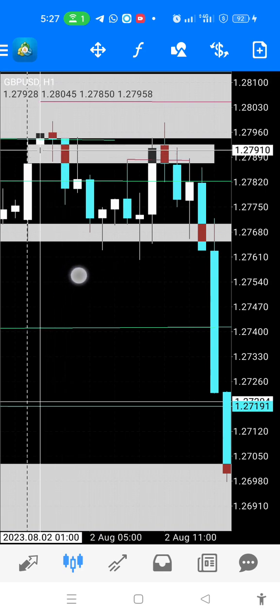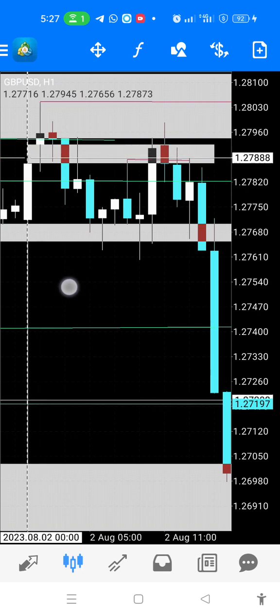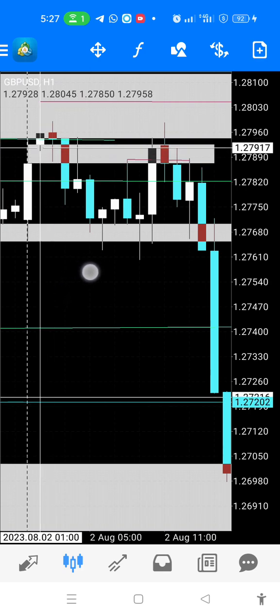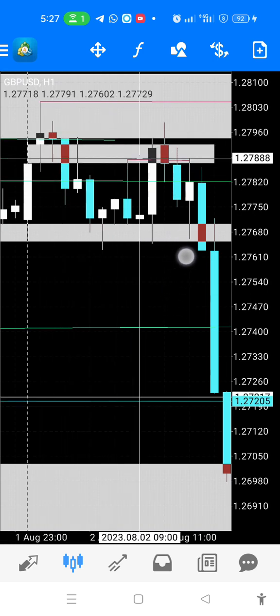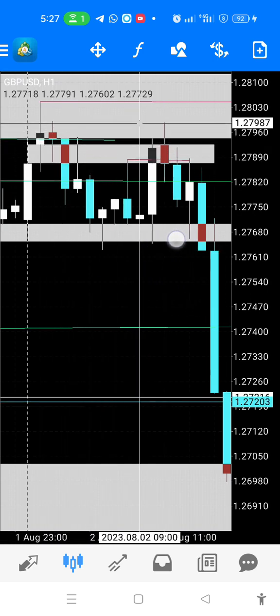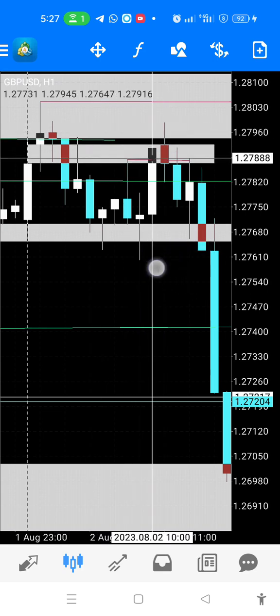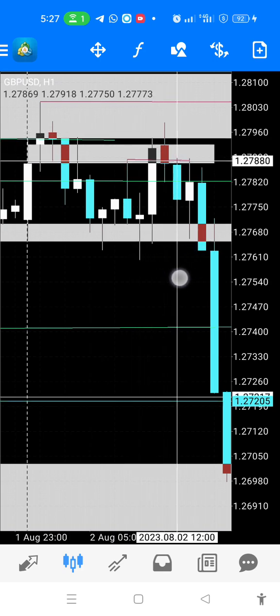So this is the void here. The algorithm will remember it. So you see now I have 3 confluences here, 3 things that are making me trust this sell here.